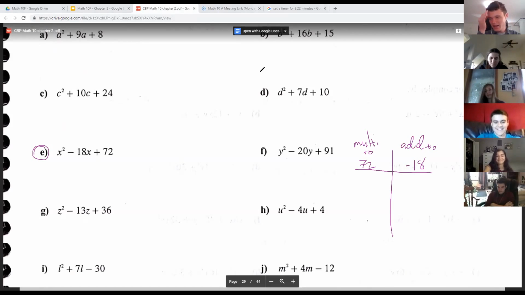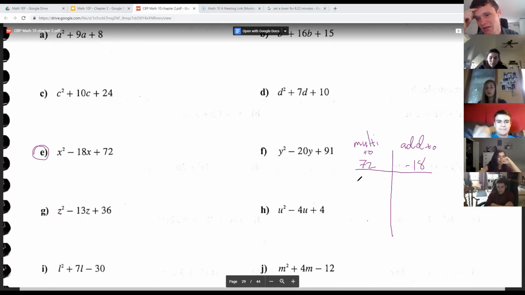And so maybe, can you see it in your head? Folks, look at this. We got 72 and negative 18. Can you see it? Do you know what numbers they are? Without even doing it? Maybe you do. But if you don't, no problem. Don't worry about it. Let's start thinking about ways that we can multiply to 72.